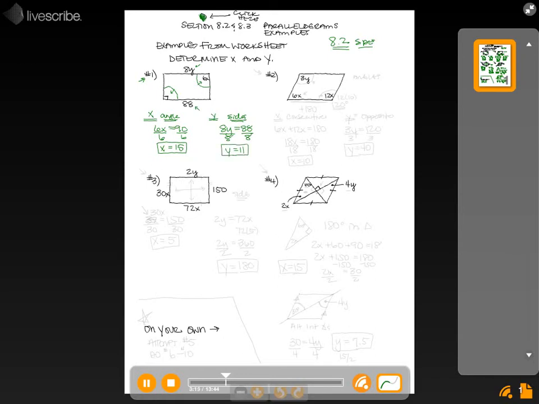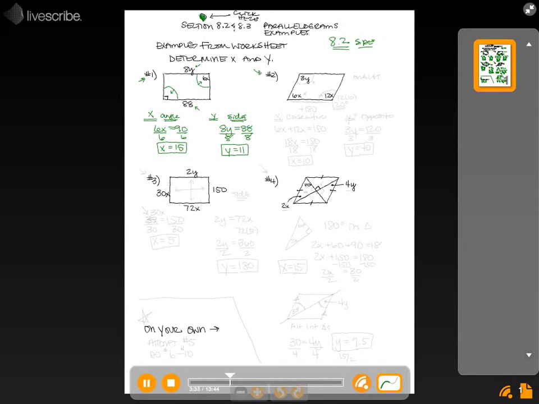Okay? That one's not too difficult. Pretty straightforward example. All we have to do is set things equal to each other, but make sure you know why you're setting them equal to each other. That's the important part. The angles are equal to each other because opposite angles in a parallelogram are congruent. And we set the sides equal to each other because opposite sides are congruent. Okay? Let's look at example number 2 now.